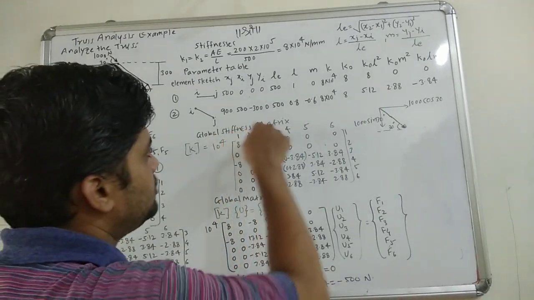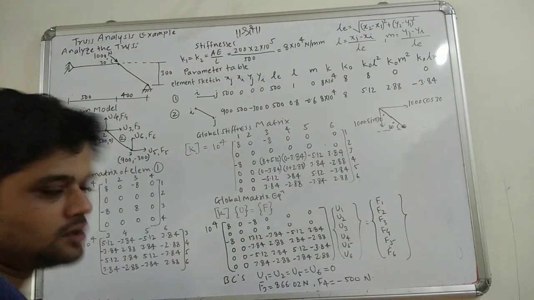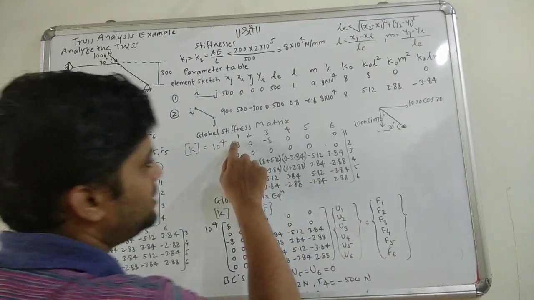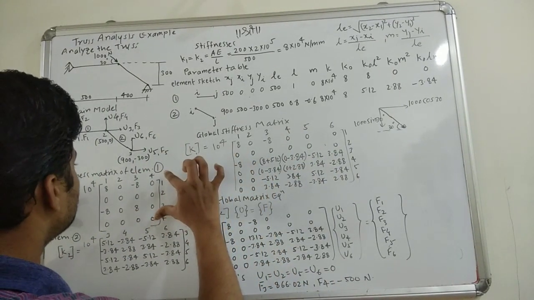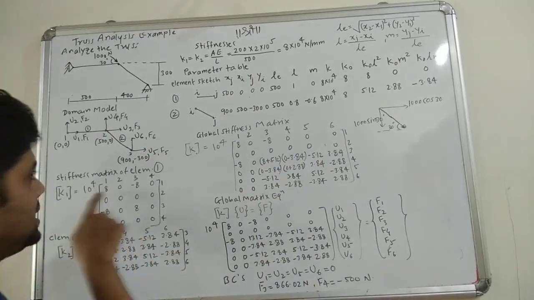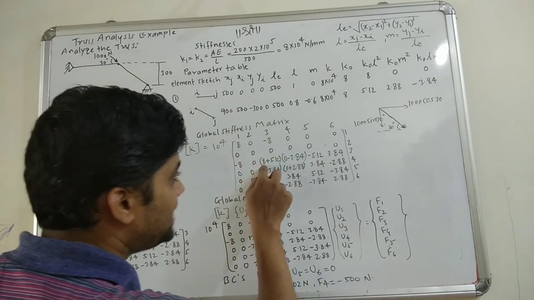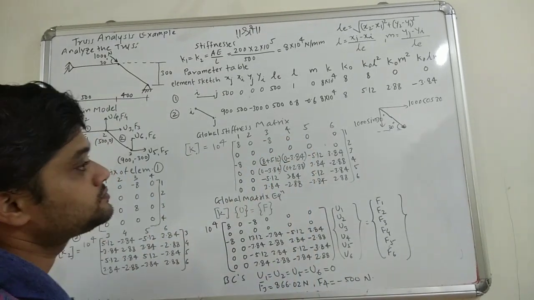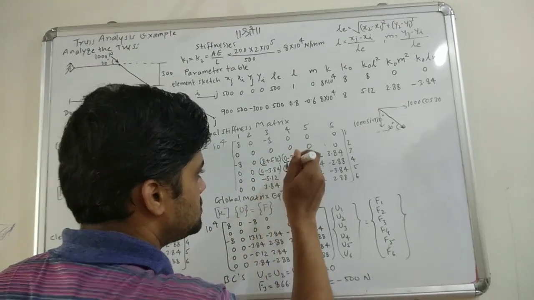So I know that 1, 2, 3, 4, 5, 6 and 1, 2, 3, 4, 5, 6 are coming from here. The common factor will remain outside, 10 raised to 4. Then I will first write the stiffness matrix of the first element as it is, at these locations 1, 2, 3, 4, 1, 2, 3, 4. So that is 8, 0, minus 8, 0, 0, 0, 0, 0, minus 8, 0, 8, 0, and the remaining entries are 0.